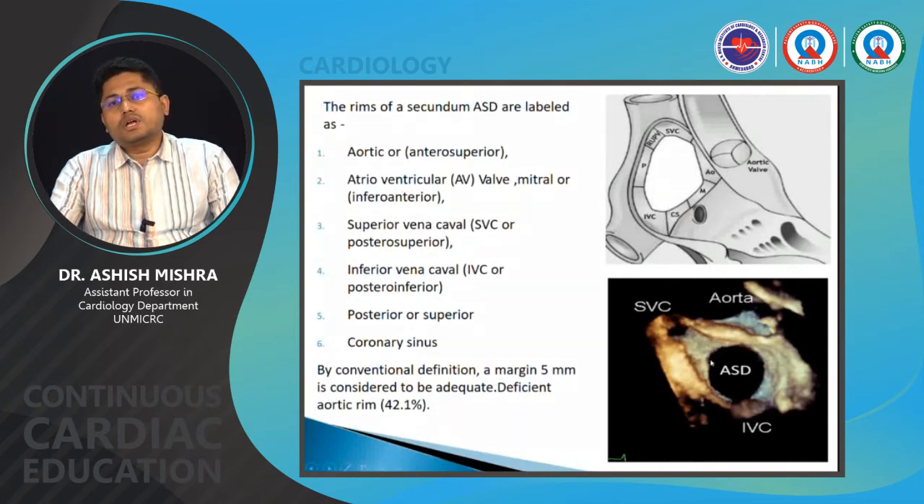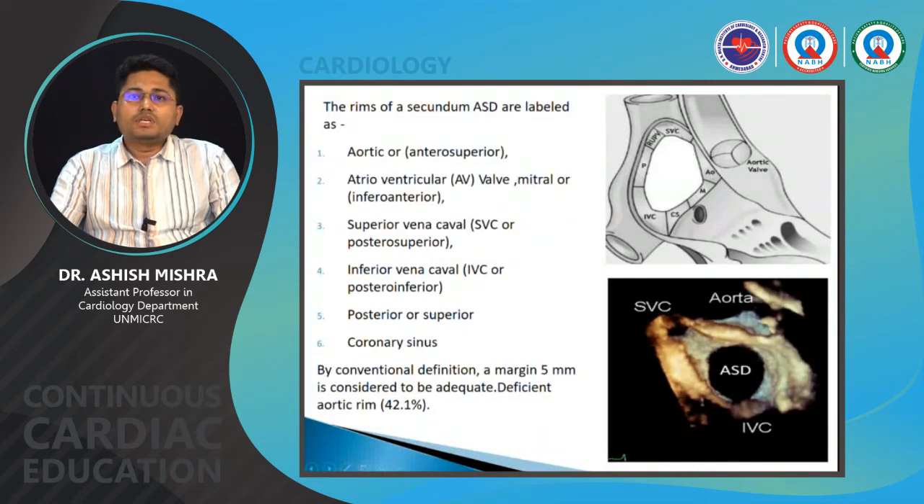This is basically the NFAS view from the surgeon's perspective. From the RA side, we can see the large ASD in 3D reconstructed images. So we have the various rims in an ASD, like the aortic rim, the SVC rim, the RVPV rim. Also we can see the posterior rim between the SVC and the IVC. We have the CS rim and also the AV rim at the base.